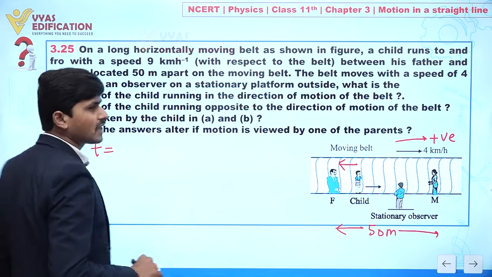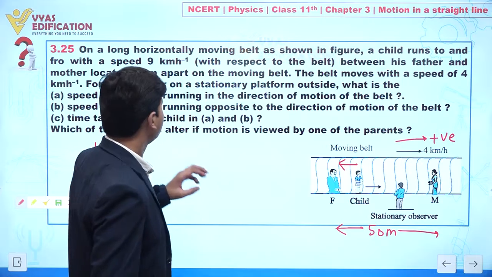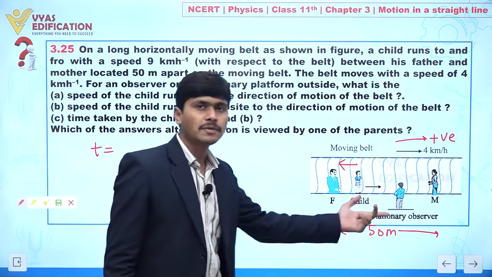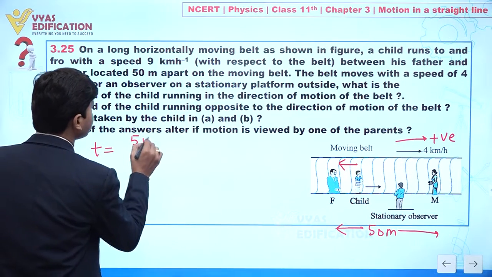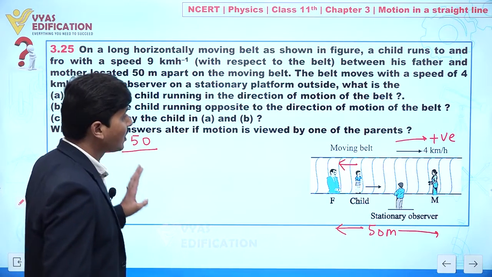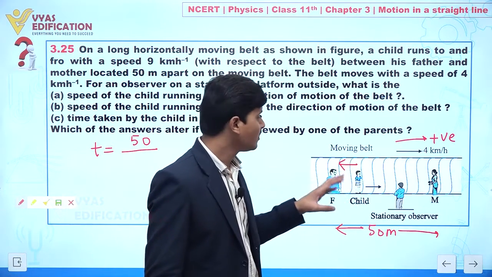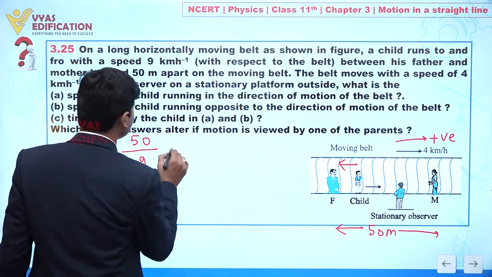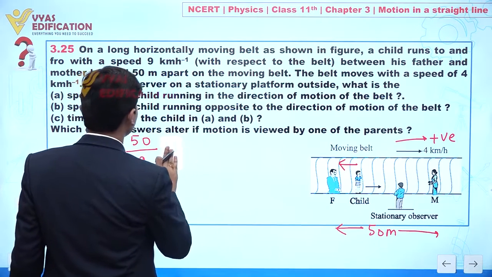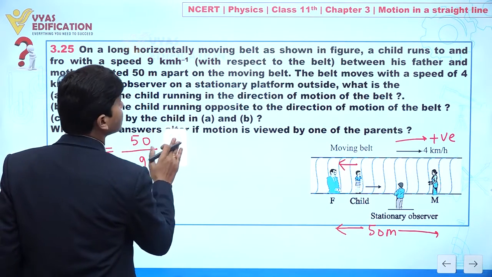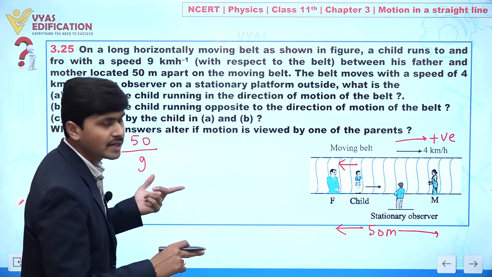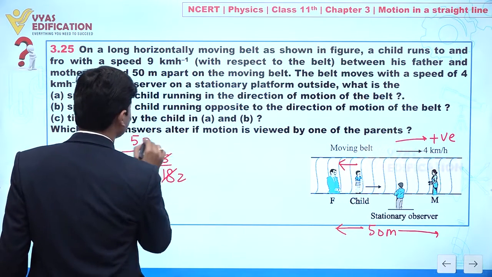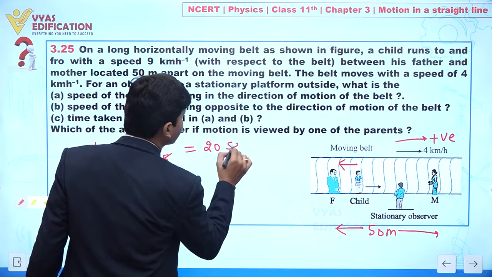Now we can write like this, the time taken by the child. So what is the time taken by the child? Because the distance between father and mother is 50 meter, total distance is 50 divided by. Now when the observer itself is on the belt, then he finds the child moving with 9 km per hour. So we can write 50 by 9, and 50 is given in meter. So we can write like this, this is 5 by 18 and this is 2, this is 10. So total we can say the time taken is 20 seconds.